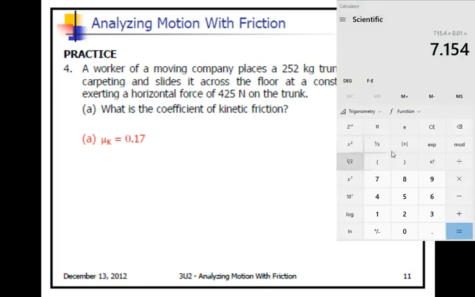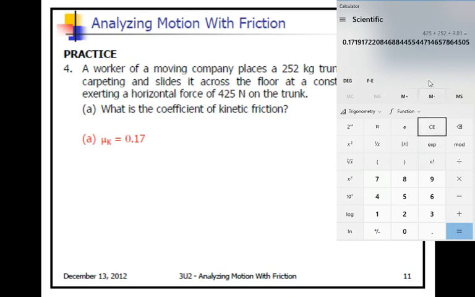So for this problem, we have 425 newtons divided by 252 divided by 9.8, and I'm going to include a 1. The reason why is because we have 3 significant digits in our givens. 252 has 3 significant digits, 425 has 3 significant digits, so we should also have 3 significant digits for any constants. And 9.8, or g with 3 significant digits, is 9.81.